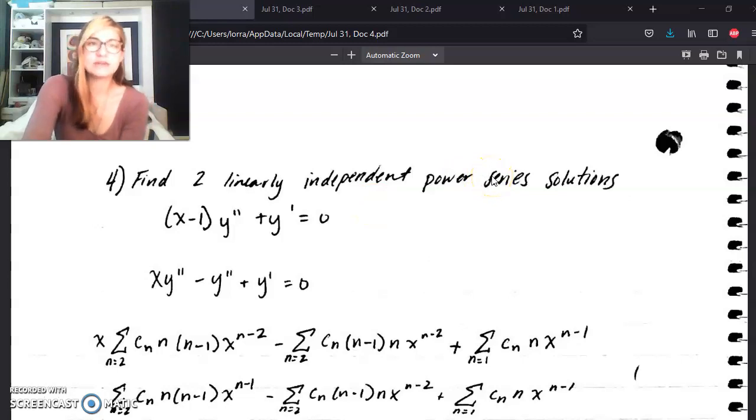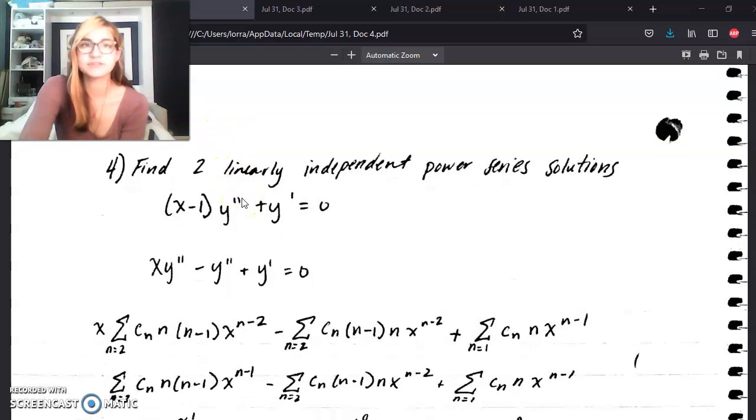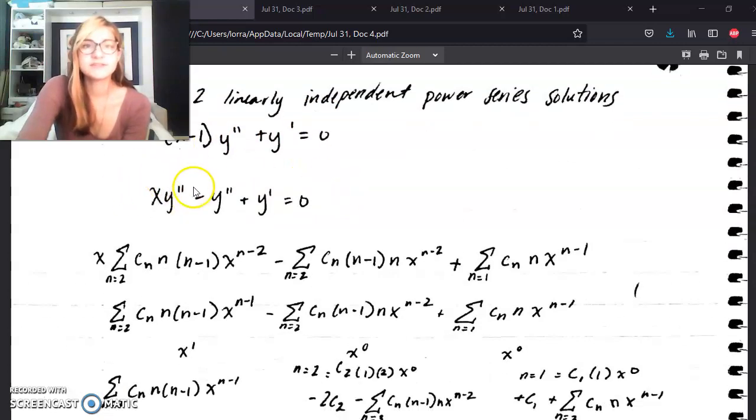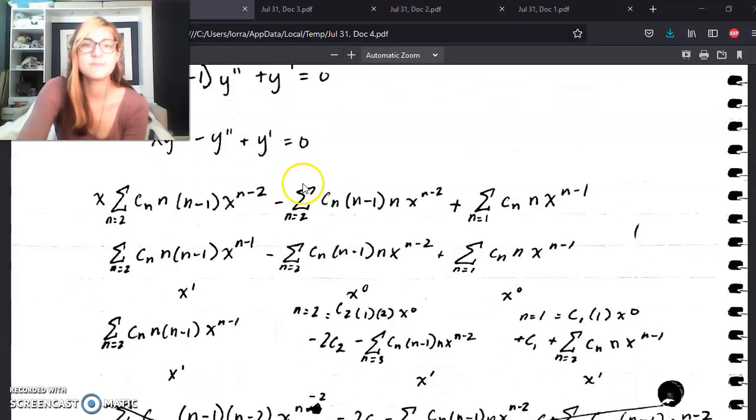And once again, I was not 100% confident on how to do this or what the answer was, so I will just show you my work that I did and hopefully get some partial credit. So this is (x minus 1) y double prime plus y prime is equal to 0. So I just distributed the x minus 1, so it's x y double prime minus y double prime plus y prime is equal to 0.